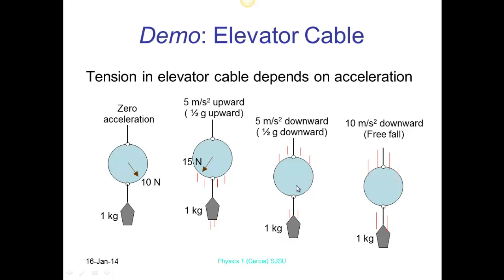Okay, coming downwards, it's in the same direction as the acceleration downwards. So therefore, that's going to reduce the force there. And if this is in free fall, then there's going to be no force on the elevator cable.